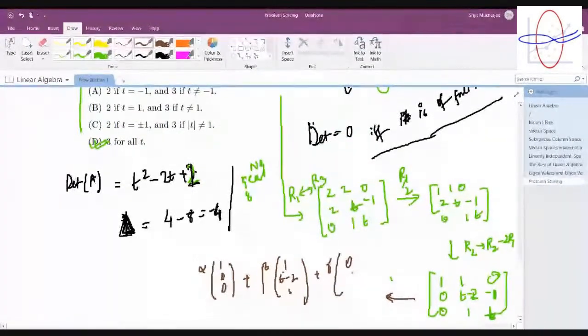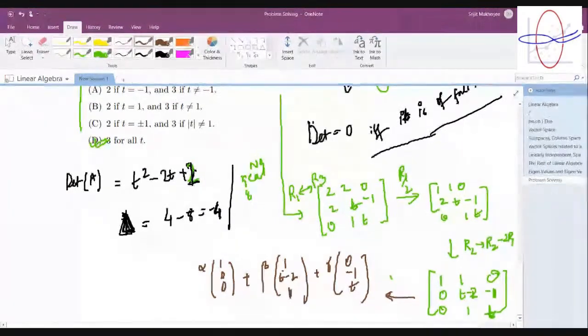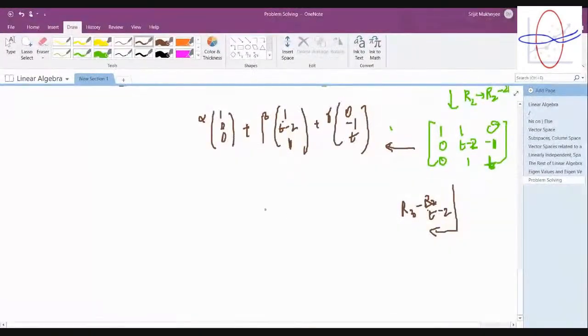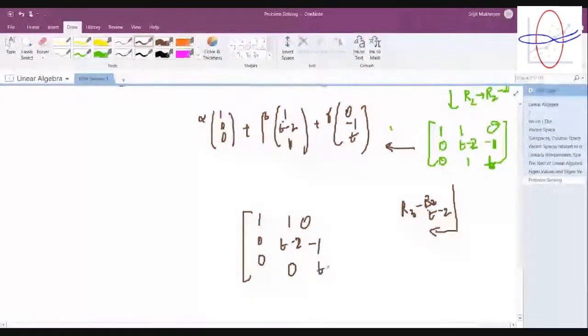Next you can change R3 to R3 minus R2 by t minus 2. Then in the third row, last element, you will get a t expression, and then you can prove that no real value exists. So R3 minus R2 by t minus 2. We get 1 0 0, 1 0 over here, t minus 2 stays as it is, and we have 0 over here, and t plus 1 by t minus 2.